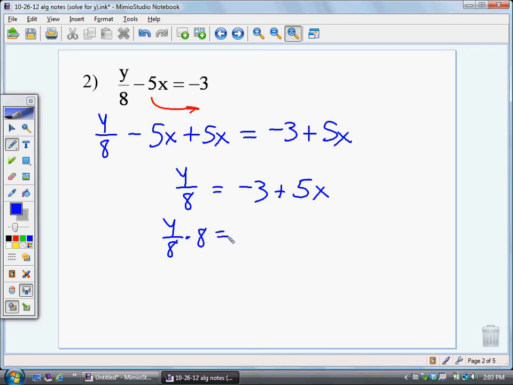On the right side, though, there are two terms. So when I go to multiply by 8, I need to make sure that I put my two terms in parentheses. This is a potential mistake. And I need to make sure I remember to distribute that 8.